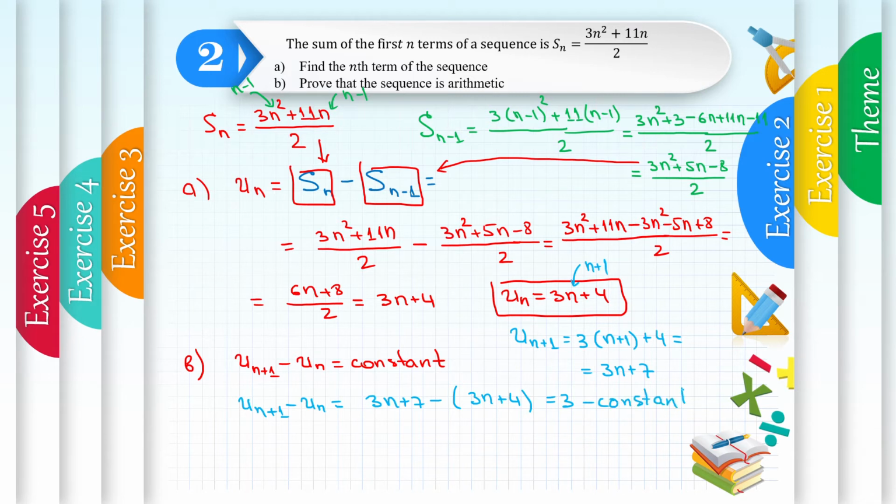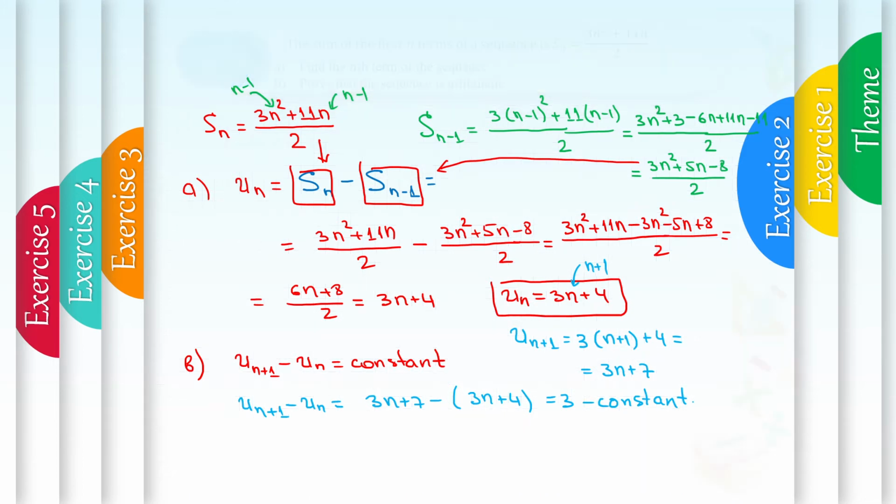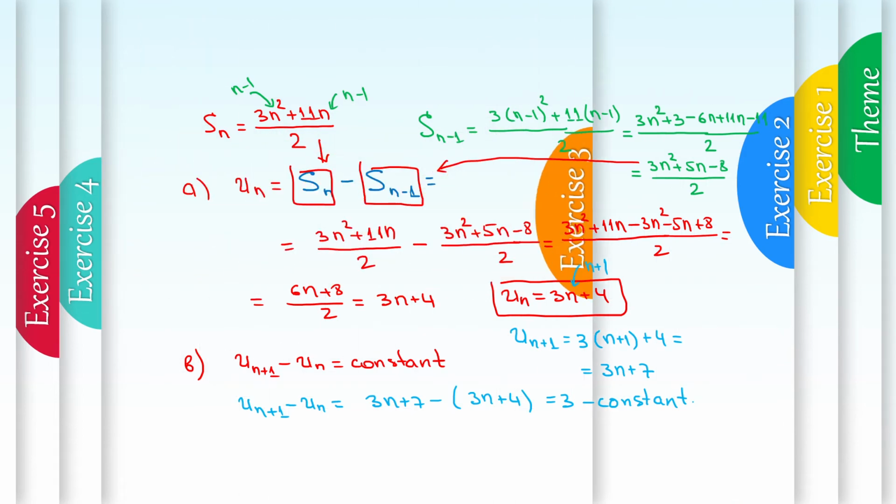So because the difference of any two consecutive numbers is constant, this means that our sequence is an arithmetic sequence, and we proved that u sub n is an arithmetic sequence. So this was exercise number 2. Let's move to exercise number 3.